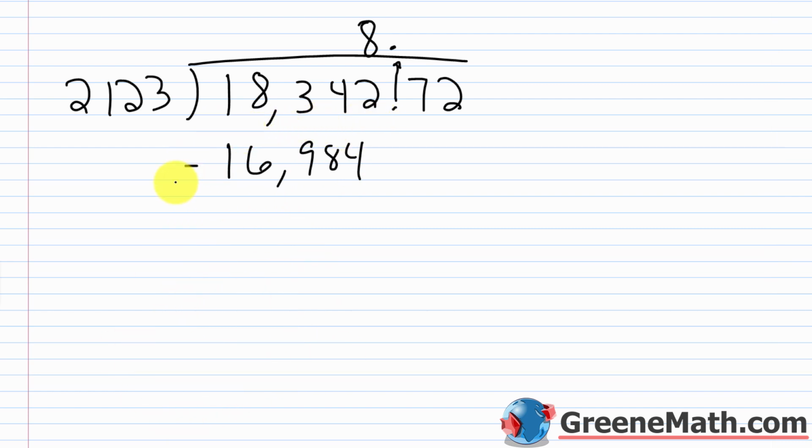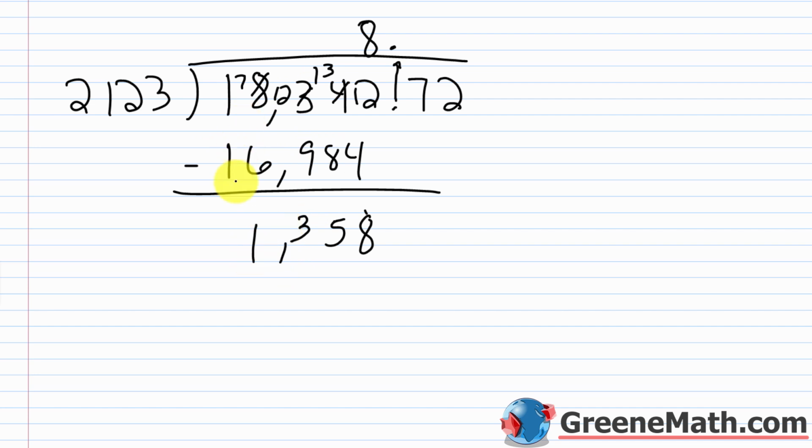16,984. We're going to subtract, and I'll need to borrow here. This will become 3, then 12. 12 minus 4 is 8. We'll borrow again. This will become 2. This is 13. 13 minus 8 is 5. We'll borrow again. This will become 7. This will become 12. 12 minus 9 is 3. 7 minus 6 is going to give me 1. And then 1 minus 1 is 0. So I get 1,358. And I'm going to bring down my 7.